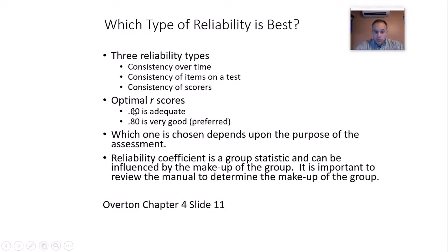According to Overton, Chapter 4, Slide 11, above 0.6 is adequate. Above 0.8 is very good. Most of the scores held to that model that were listed in the testing manual. I can't intelligently rate how they did the statistical work, just what they listed seems to match what optimal R scores are.